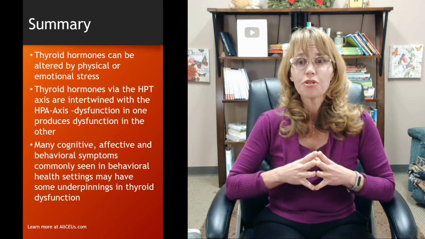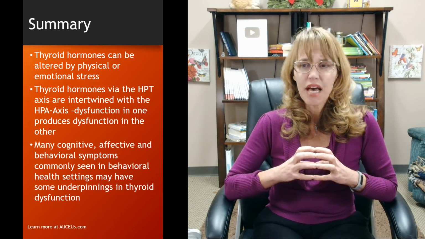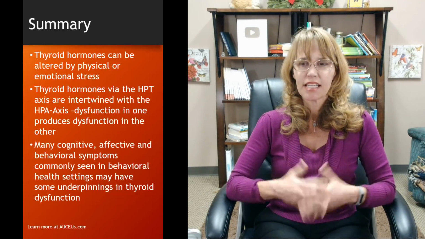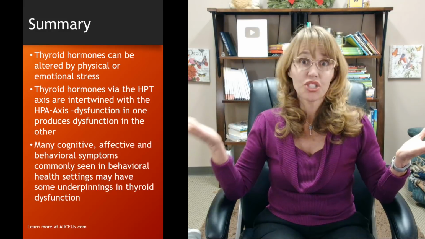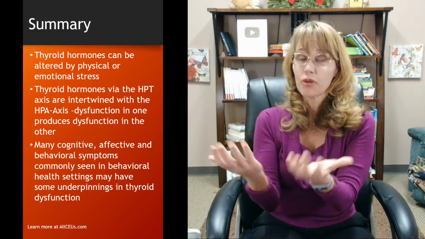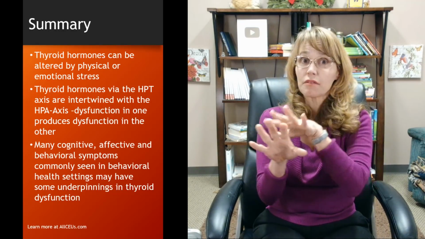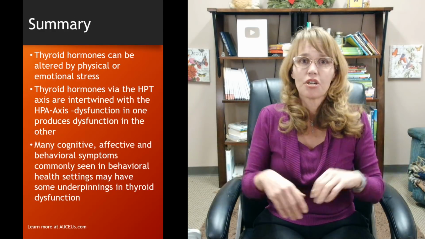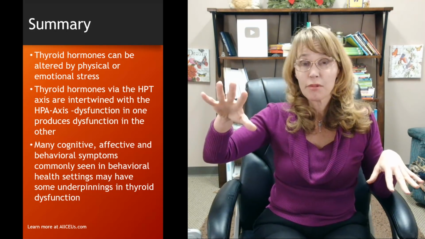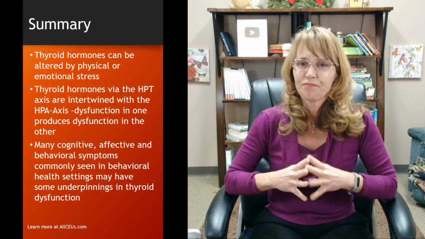Thyroid hormones can be altered by physical or emotional stress. Thyroid hormones via the hypothalamic pituitary thyroid axis are intertwined with the HPA axis. Dysfunction in one is going to produce dysfunction in the other. Again, you can have a thyroid gland that becomes dysfunctional in itself, and that will trigger other areas. We don't have to wait for the HPA axis to become dysfunctional to have thyroid problems. Thyroid problems can happen and trigger dysfunction in all the other systems. So remember, it's like a matrix.